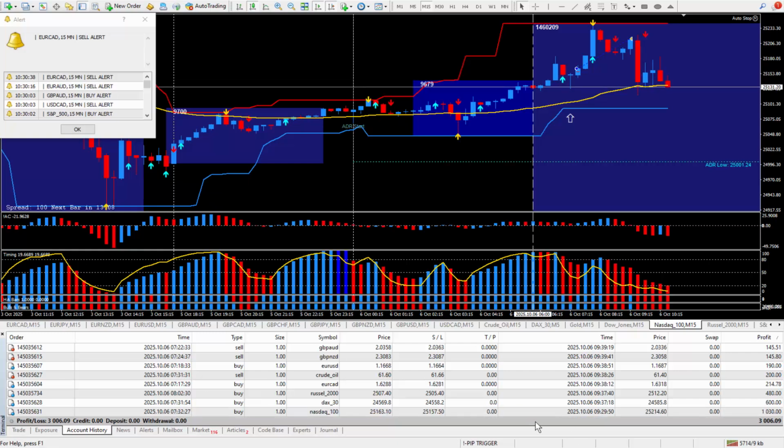So another great day of trading using my pip trigger. I knew it was going to be well over 200 pips and ticks. Grand total came to 374, and all of those pips and ticks, as you can see, paid out $3,006.